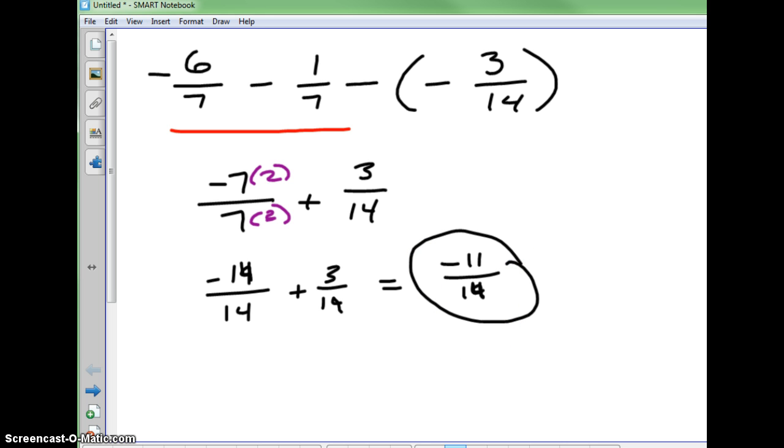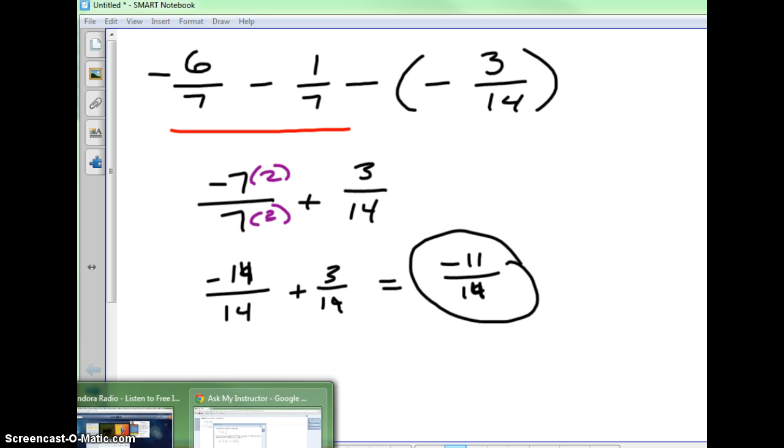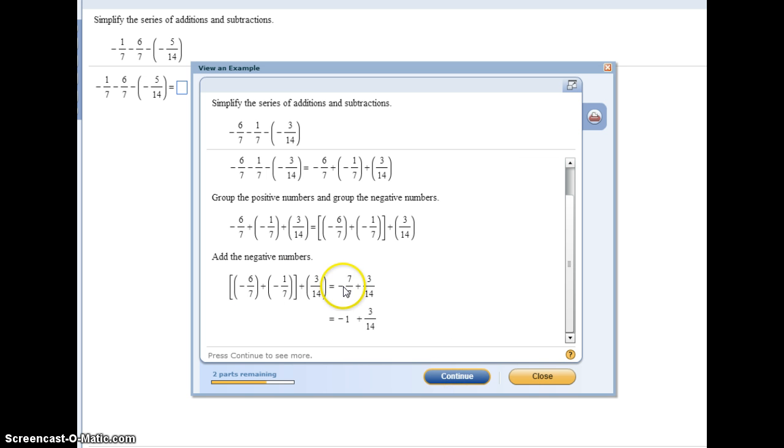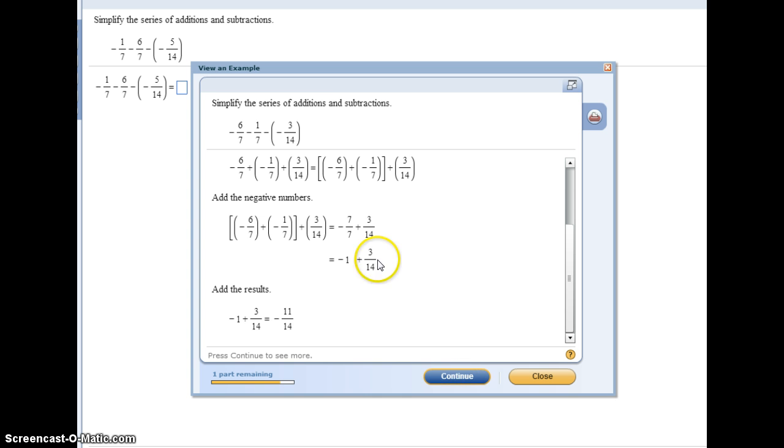And let's go compare that to the example. So the example, let's see. It was just talking about grouping them. Do these 2 first because they already have the common denominator. So it does those 2. It gets negative 7 over 7. It writes it as negative 1. It reduces it. And so we're going to add those 2.